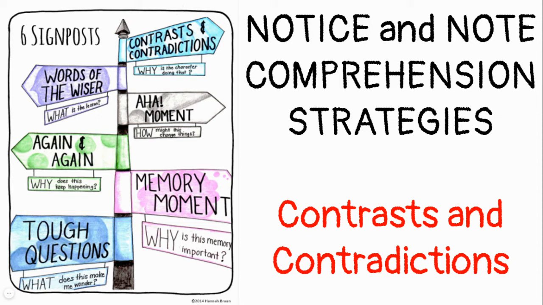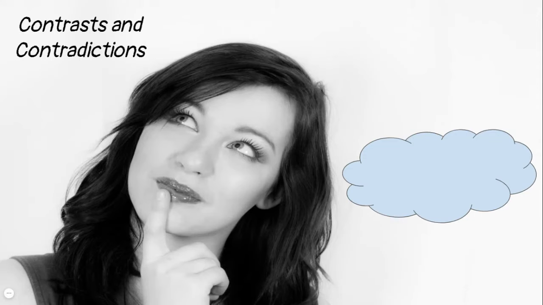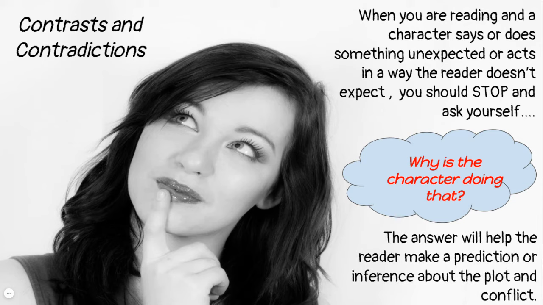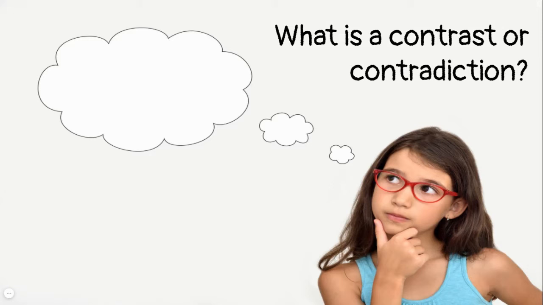We are going to take a look at one of the notice and note signpost comprehension strategies called contrast and contradictions. When you are reading and a character says or does something unexpected or acts in a way the reader doesn't expect, you should stop and ask yourself, why is the character doing that? The answer will help the reader make a prediction or inference about the plot and conflict.